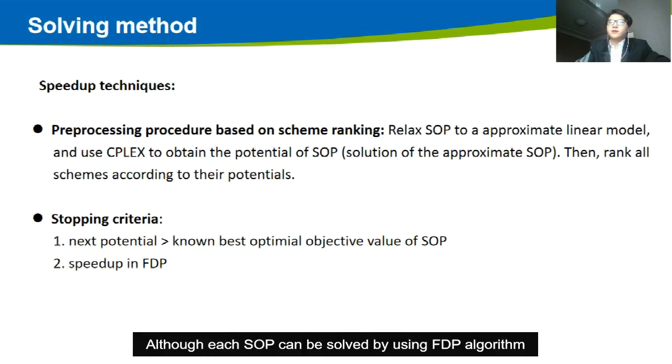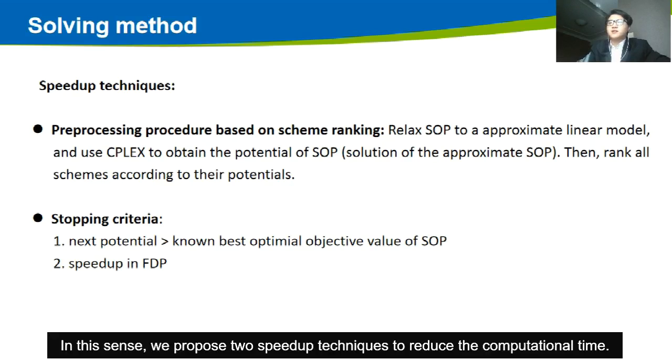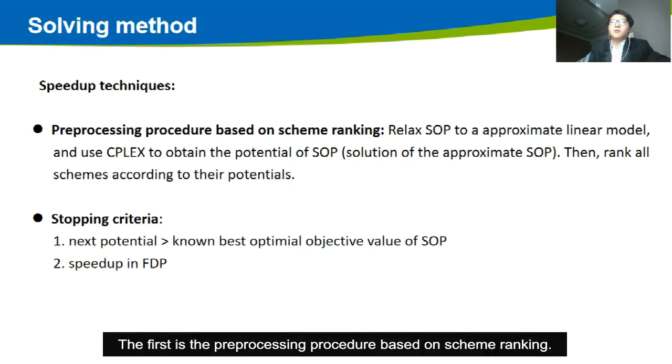Although each SOP can be solved by using FDP algorithm, it is also time-consuming if all the SOPs are solved, because we use enumeration to generate SOP. In this sense, we propose two speed-up techniques to reduce the computational time. The first is the pre-processing procedure based on scheme ranking. We relax SOP to an approximate linear model and use simplex to solve.